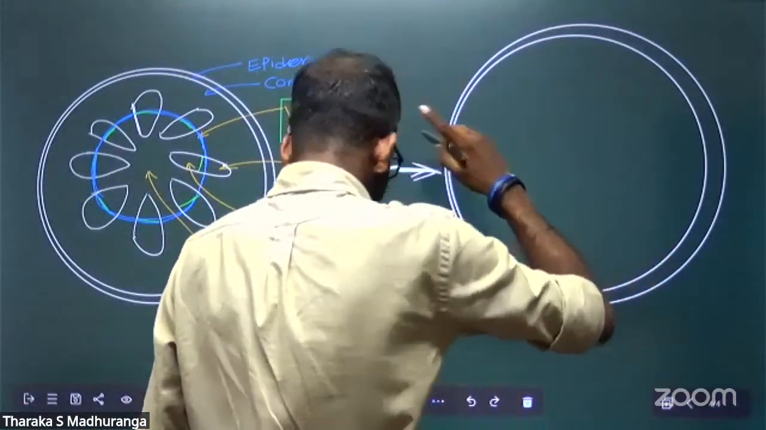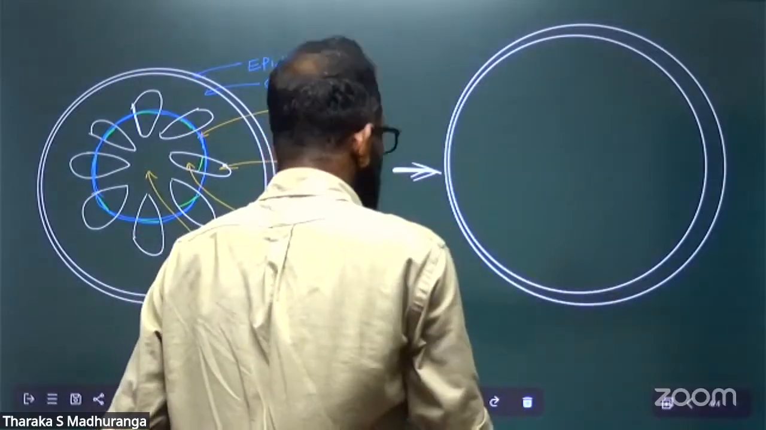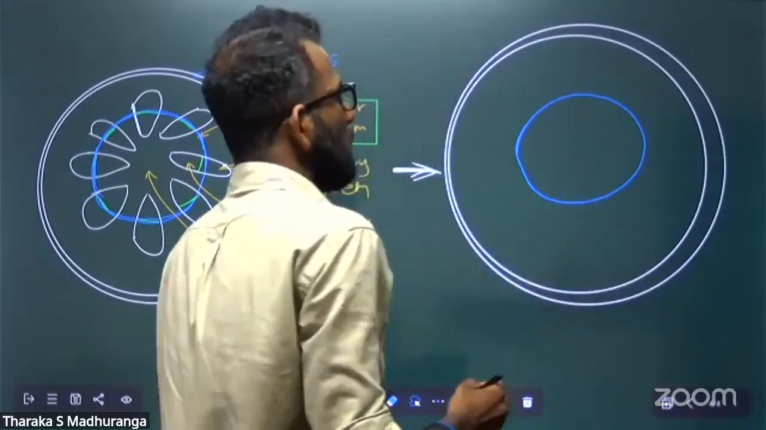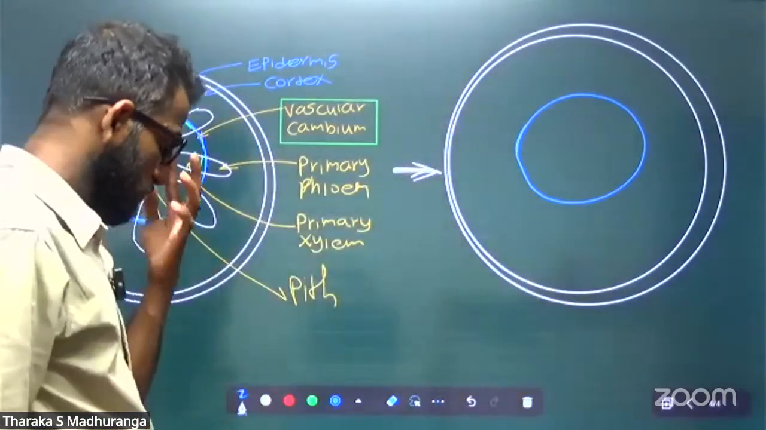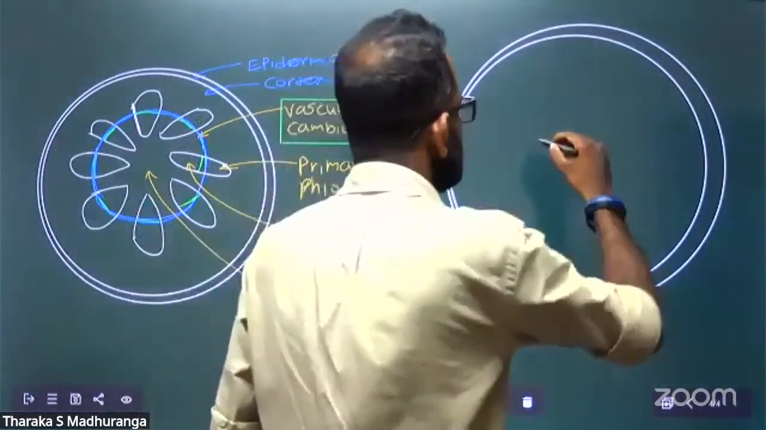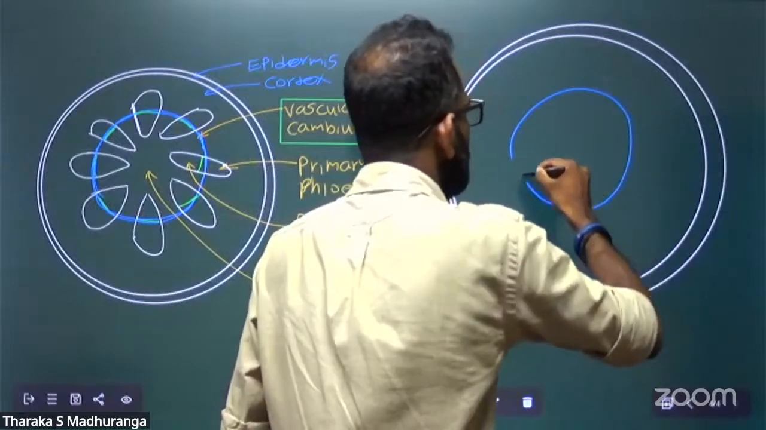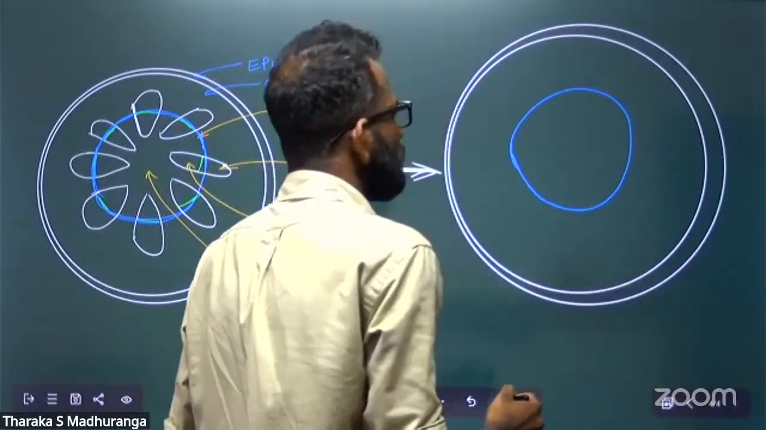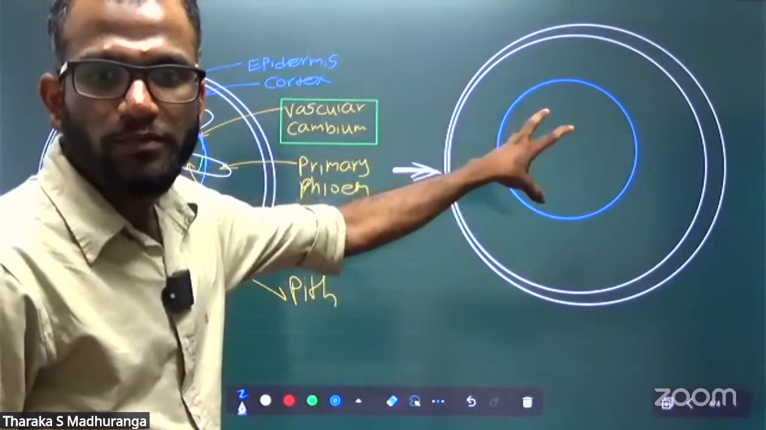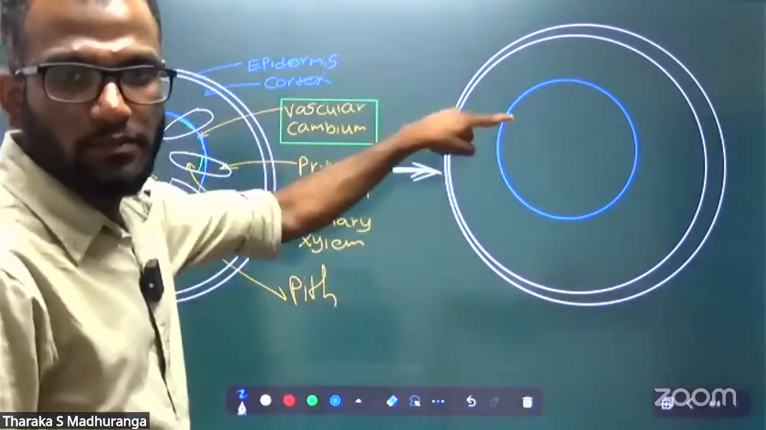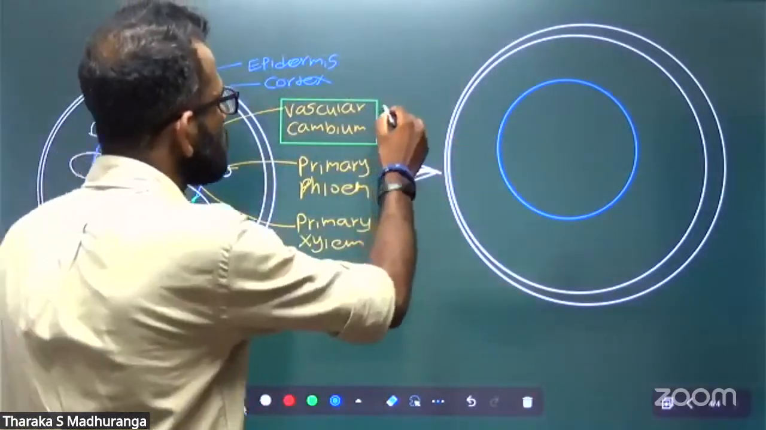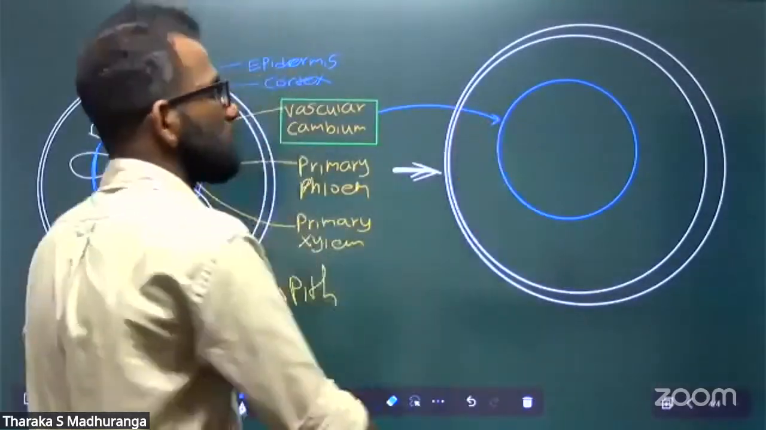Think of this as the produced ring. This is the most important diagram. A lot of questions come from this. Okay, this is a produced ring now. This ring is the vascular cambium.